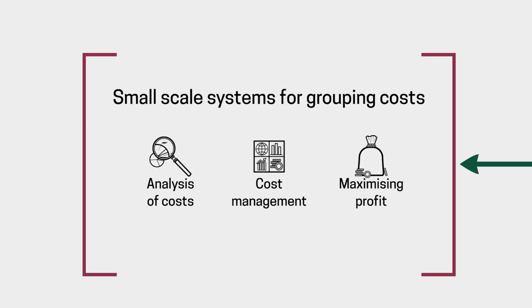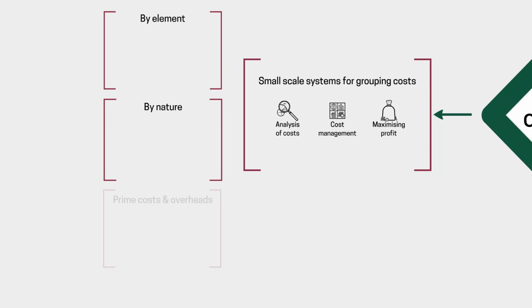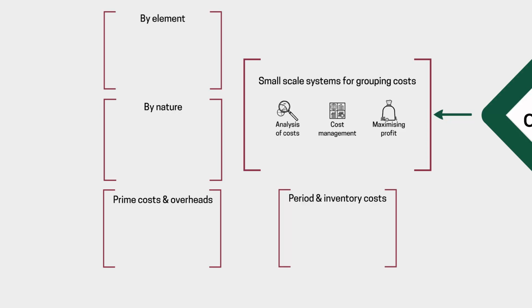which is the purpose of a for-profit business, to provide a return to its shareholders. So in this video, I'm going to discuss various different ways in which you can classify your costs. One of those is by element, another is by nature, whether they are a prime or an overhead cost and the definition of those two, and finally, whether they are written off as a period cost or written up as an inventory cost.